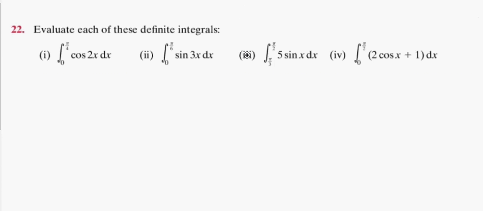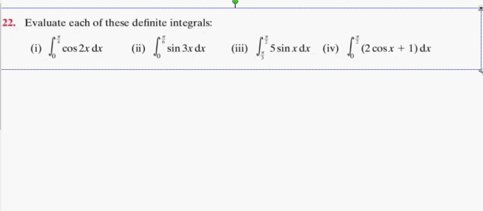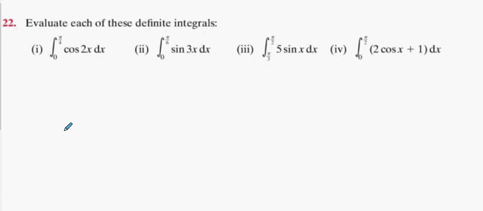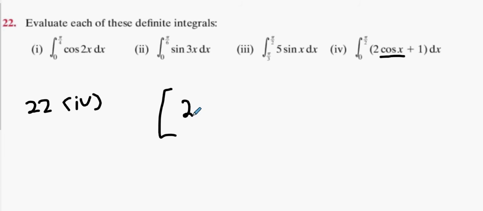Alrighty. I shall do the last one. I'll do 22 part 4. Okay. And here's how you do 22 part 4. You look up cos x, and what does cos x integrate into? Does it? No minus, does sin x? Okay. So 2 cos x integrates into 2 sin x. What does 1 integrate into? X. And what do we have left here?